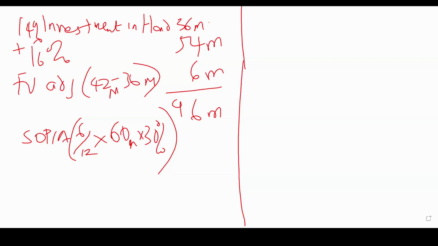Now, what is this value? 6/12 times 60 has to be 30. 30 times 30% is 9 million. So that's how we'll get 9 million there. So this will be 9 million.